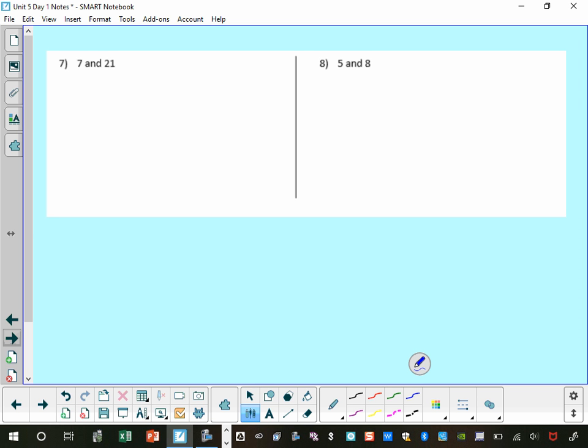Alright, number 7. I want to find that third side. So, I need to know what goes in these blanks. Diana, what do I do first if I want to add them together? Yep, let's always do big number first. So 21 plus 7 gives me 28.